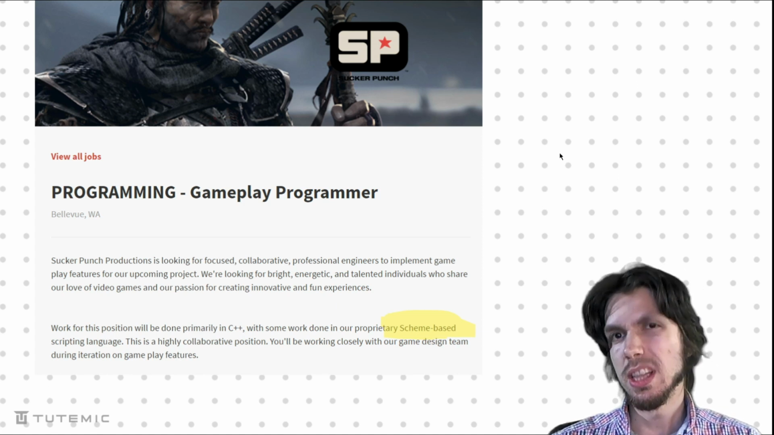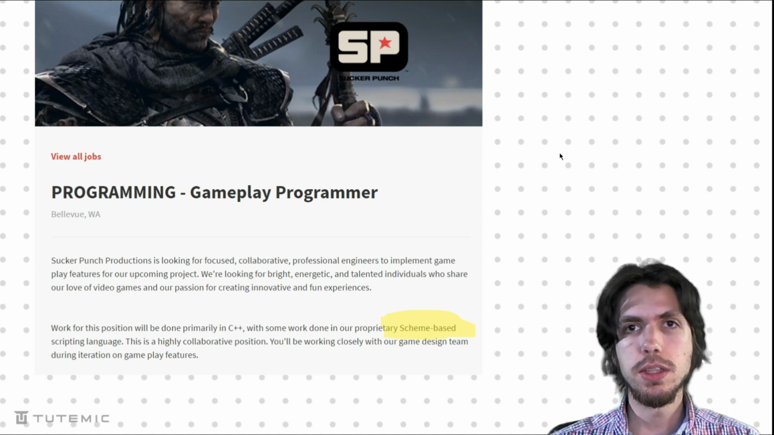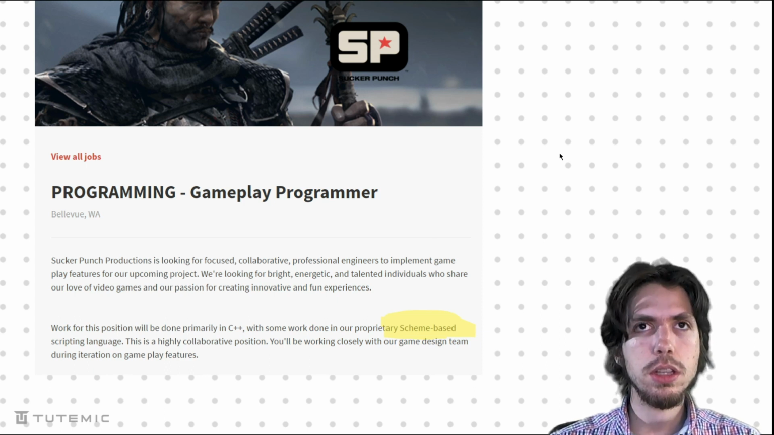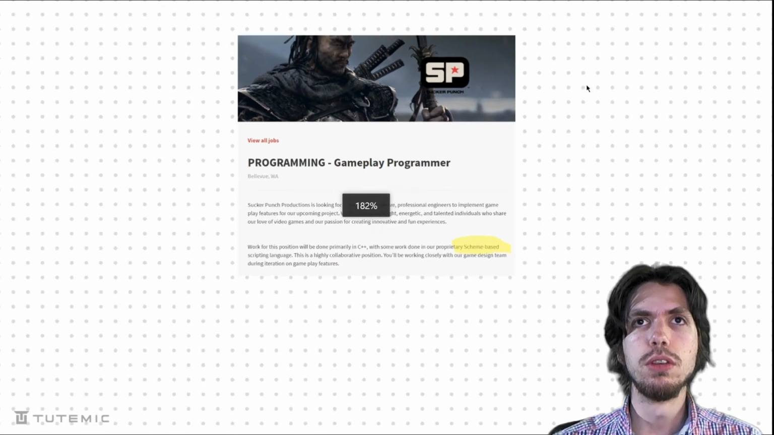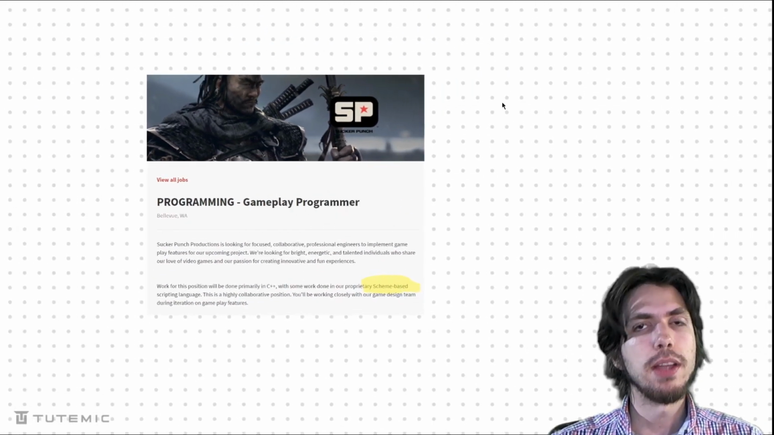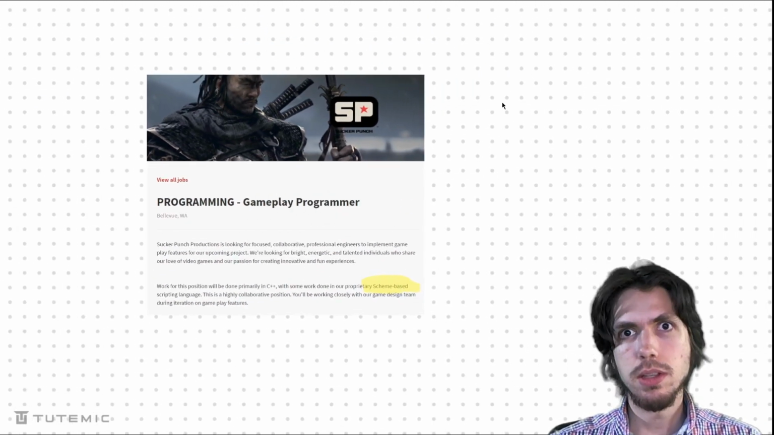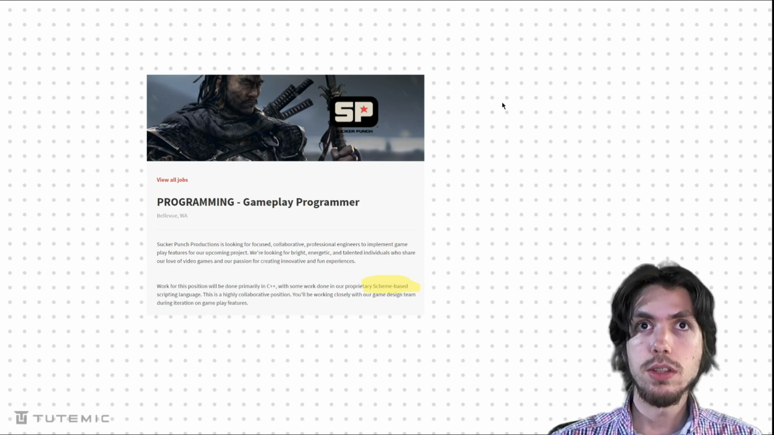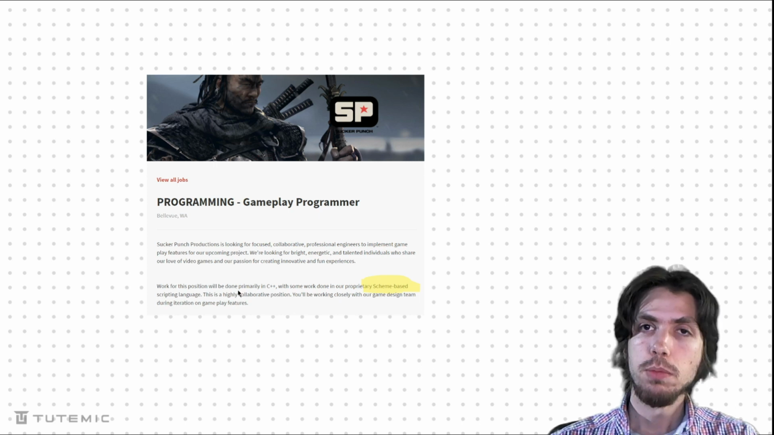Okay, so Scheme is like a Lisp kind of language. Some colleges teach it, and the students often hate it. They're like, what? I'm never going to use this ever again. This is not industry, or something like that. But as you can see here, even Lisp-based languages, functional languages, Scheme in this case with Sucker Punch, is used as a scripting language on top of perhaps C++.